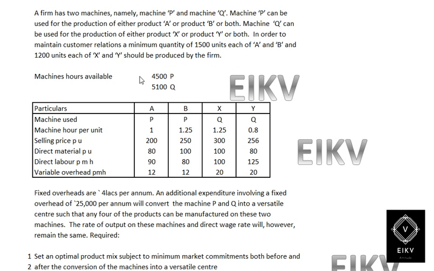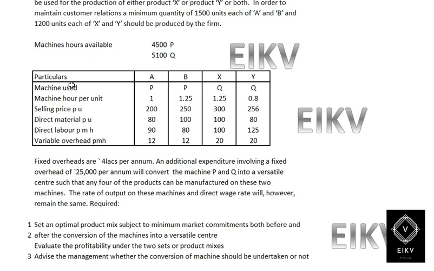Machine hours for P 4500 and for Q 5100. Other details are given. Machine used: P, P, Q, Q for A, B, X and Y. Machine hour 1.25, 1.25, 0.8 and 0.8. Selling price per unit 200, 250, 300, 256. Material per unit 80, 100, 100, 80.